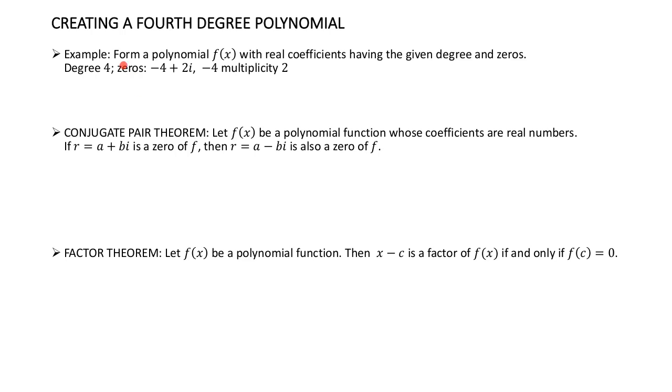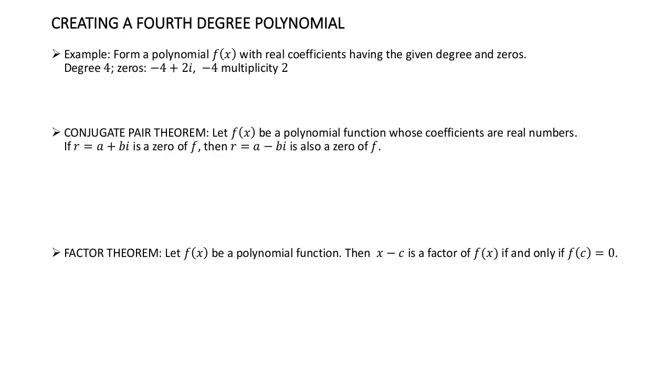In our case, we've been asked to form a polynomial f of x with real coefficients having degree 4, and it has zeros -4 plus 2i and -4 with a multiplicity of 2. Now, a fourth degree polynomial should have 4 zeros. So far, there's only 2 listed, but we know 3, and we're going to use a theorem in a second to go ahead and find the fourth.